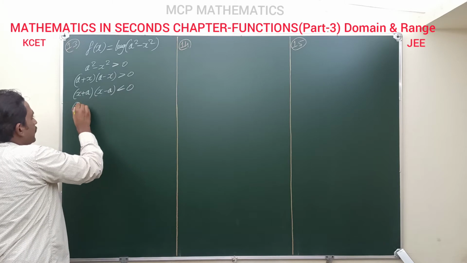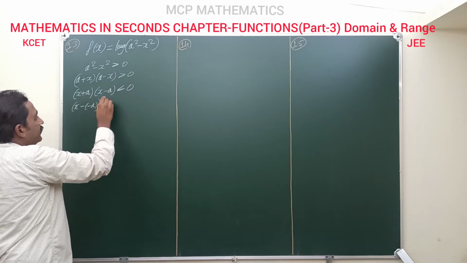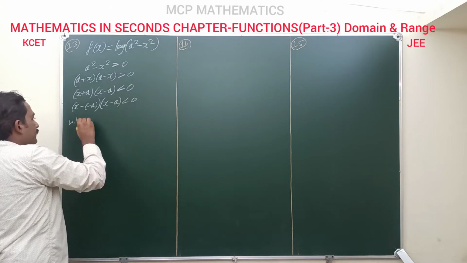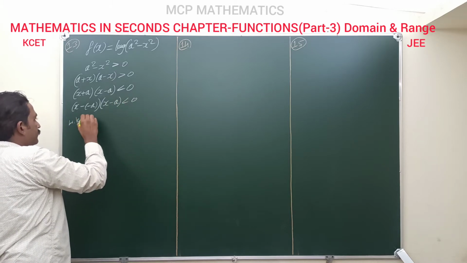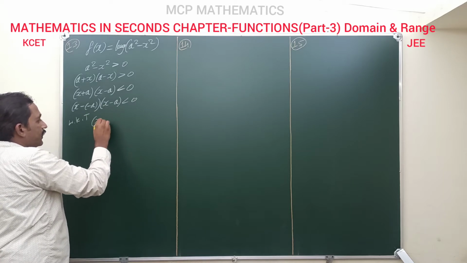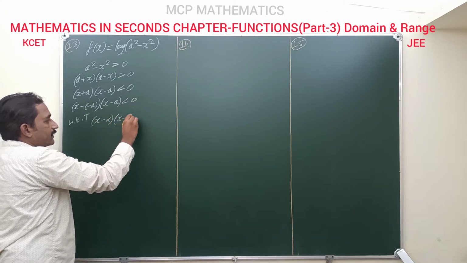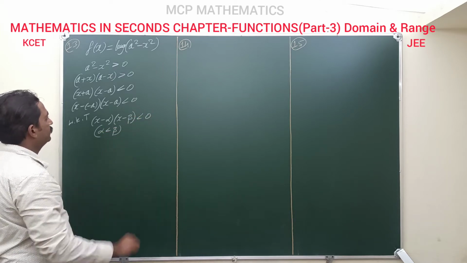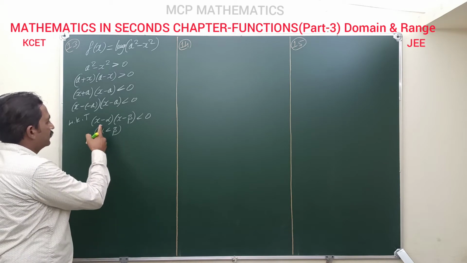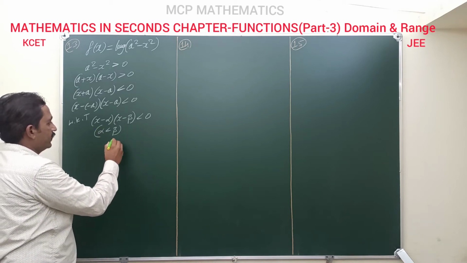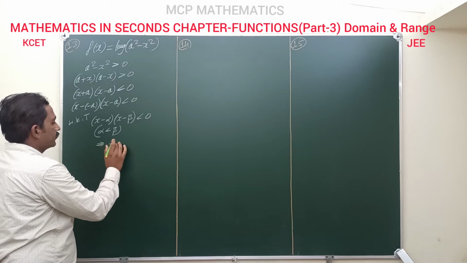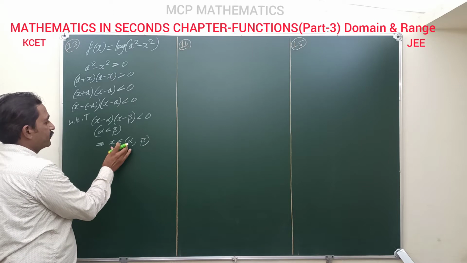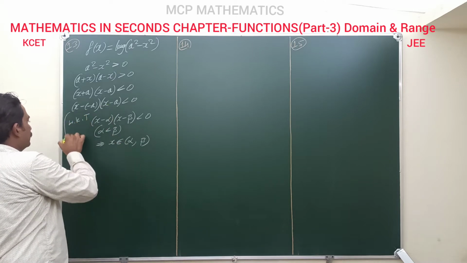So this can be written as x minus of minus a, for convenience, times x minus a, less than 0. So we know the linear inequation formula: x minus alpha into x minus beta less than 0, with the condition alpha less than beta. So directly we can write the solution of this inequation: x belongs to the open interval alpha to beta. Using this inequation formula, we can directly write the solution.